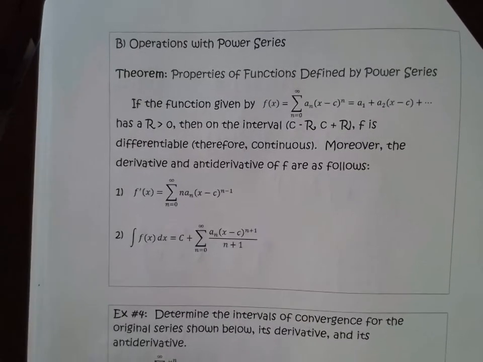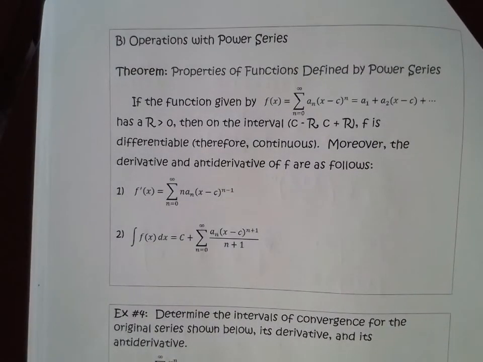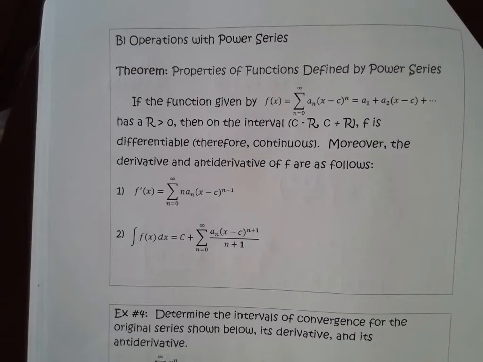Now operations. Operations with these power series representations. It says properties of functions defined by power series. If the function given by f of x is equal to that formula and has a radius of convergence that's greater than 0, then on the interval c minus the radius and c plus the radius, or the interval of convergence, f is differentiable, therefore continuous. Moreover, the derivative and the integral, or antiderivative, are as follows.